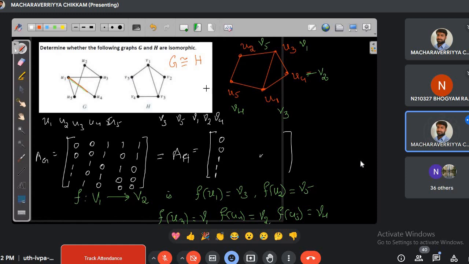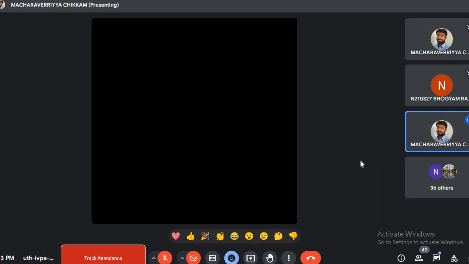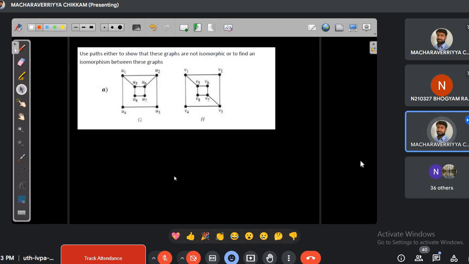Okay. So now let me go to some exercise problems. So let us discuss this problem. Use paths either to show that these graphs are not isomorphic or to find an isomorphism between these graphs.